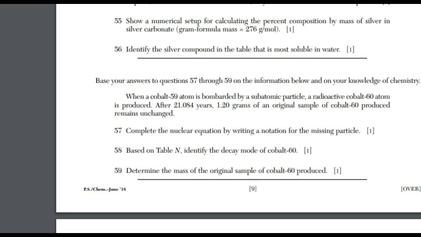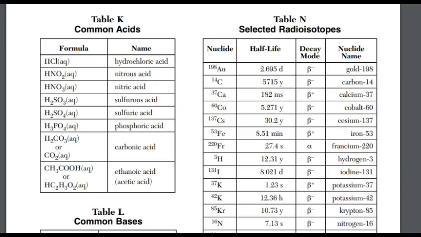For question 58, we need to go to table N, and it's asking us to identify the decay mode of cobalt-60. So cobalt-60, I find that on reference table N, and sure enough, here's my decay mode right here. That is beta decay, or you could just put the symbol with the minus sign and say, that symbol decay, right? Just as long as you indicate that, you have your answer for that.